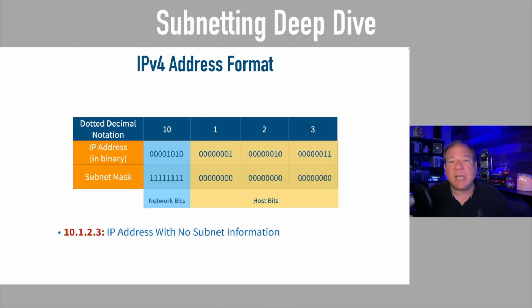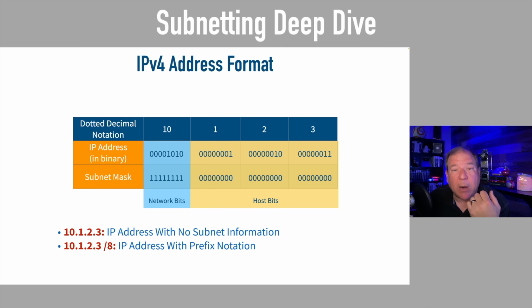So if somebody says, hey, what's your IP address? I could say, oh, it's 10.1.2.3. If I do that and don't give them any subnet mask information, that has some value. I mean, after all, they could ping it, but that's not enough information to know what network I'm on. So we need to be a bit more specific.